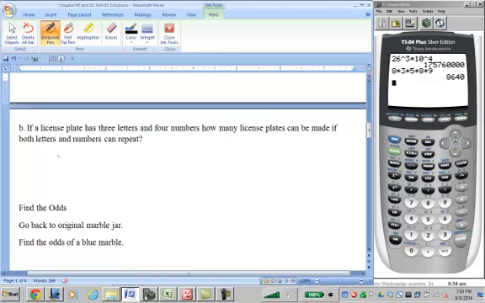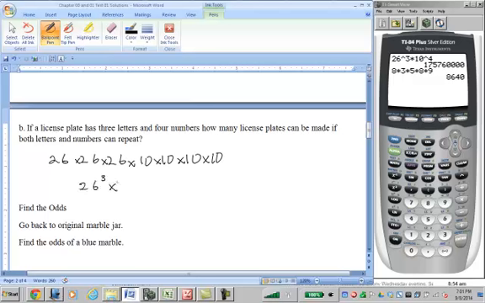Now, some people made a little mistake with that, and I gave them half credit. Or it's 26 cubed times 10 to the 4th. Anyway, the total is 175,760,000. Okay, now we're doing odds.